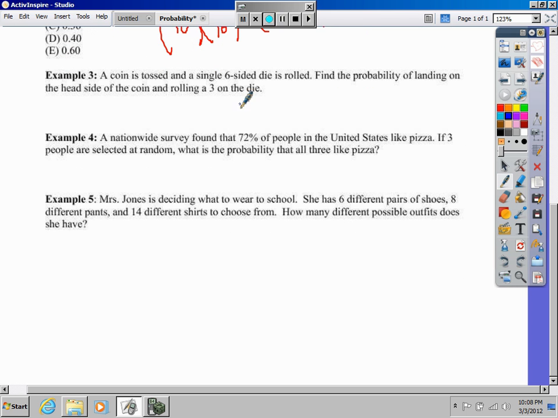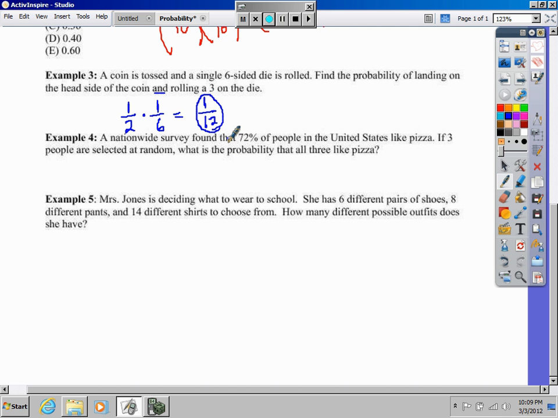Okay, let's look at the third example then. A coin is tossed and a single 6-sided die is rolled. Find the probability of landing on the head side of the coin and rolling a 3 on the die. So first of all, the probability of landing a head on the coin is 1 out of 2, 50%, and then rolling a 3 on the die is 1 out of 6. So if I multiply those together, I get 1 out of 12.